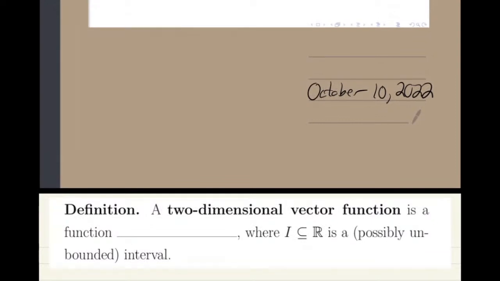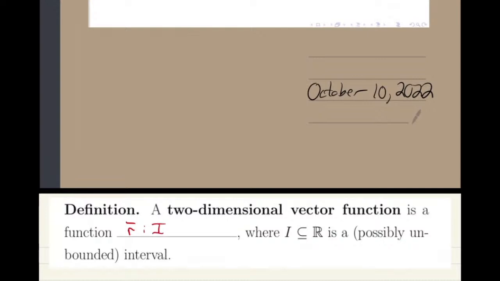Well, let's start in 2D. A two-dimensional vector function is a function. We're going to call it R bar. We're going to put a bar above the R to indicate it's a vector function. That's what we do with vectors, right? We put the bars over them.